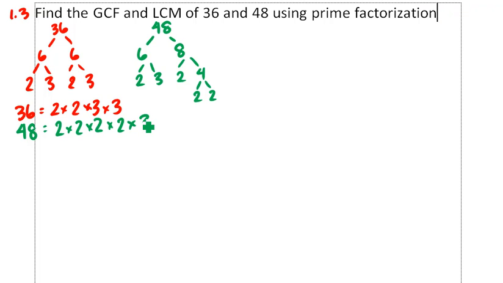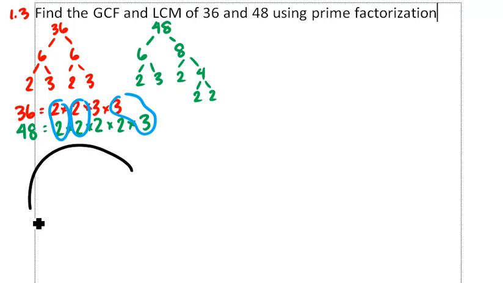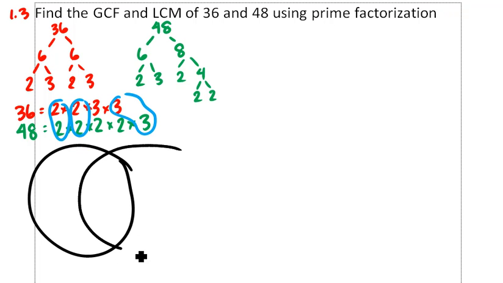Now what we have to do is compare the prime factors and see if there's any that are common. So right now I have one pair of 2's that are common, another pair of 2's, and a pair of 3's. What I can do is create a Venn diagram to show this and represent it in the Venn diagram.